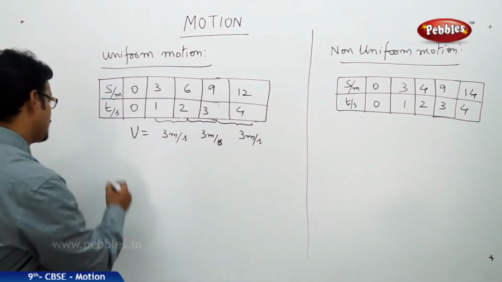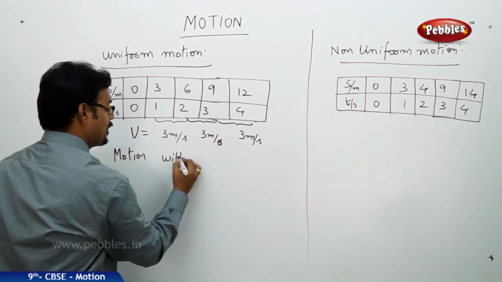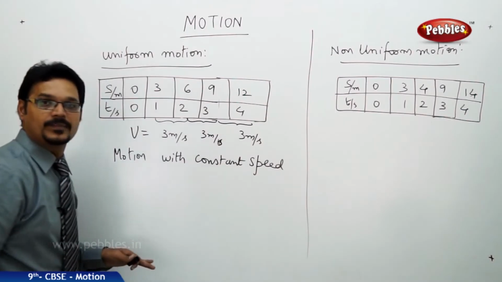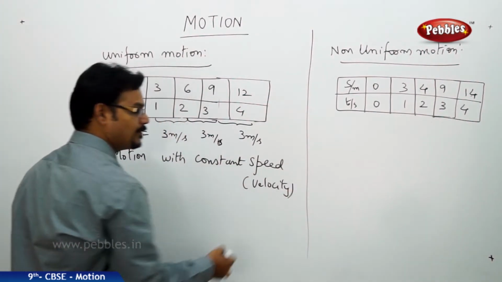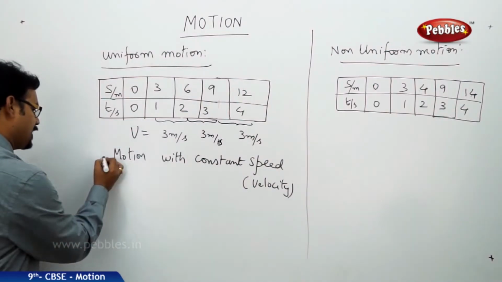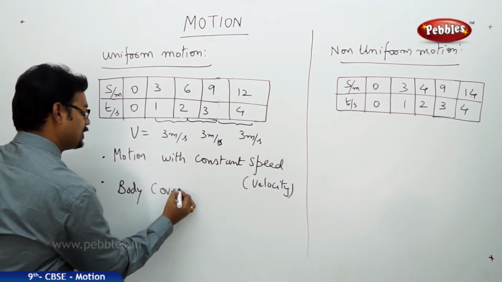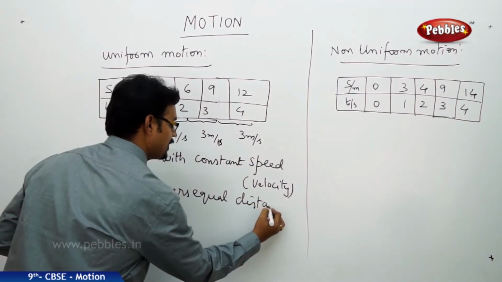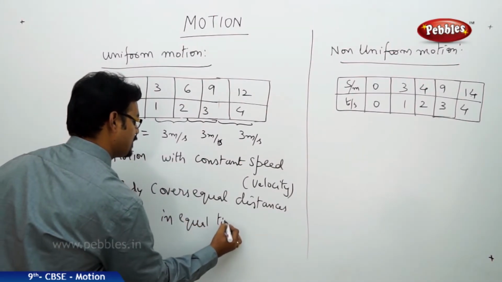So uniform motion means motion with constant speed. Of course, you can say constant velocity if the body is in straight line motion. Perfect. Motion with a constant speed. Or you can say the body covers equal distances in equal time intervals.